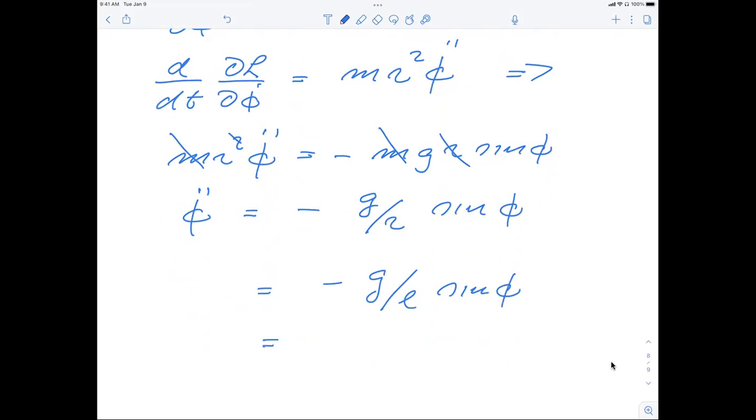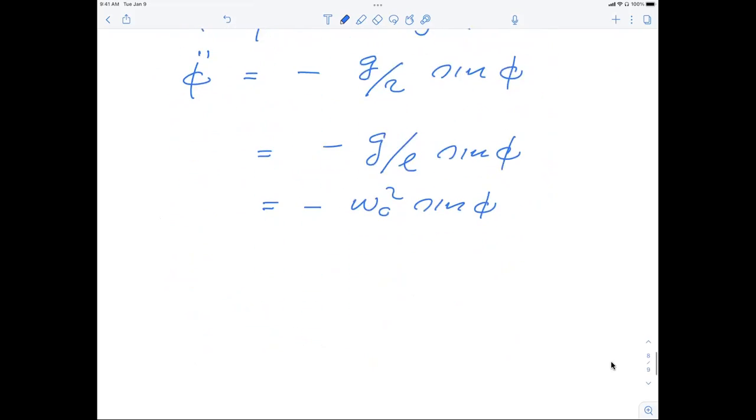And this is the same as minus omega squared multiplied with sine of phi, where omega squared is simply given by g over L, which is what we had in, I think it was homework number 7 or 8, when we did the mathematical pendulum. And this was the equation which we would solve for the angle phi.